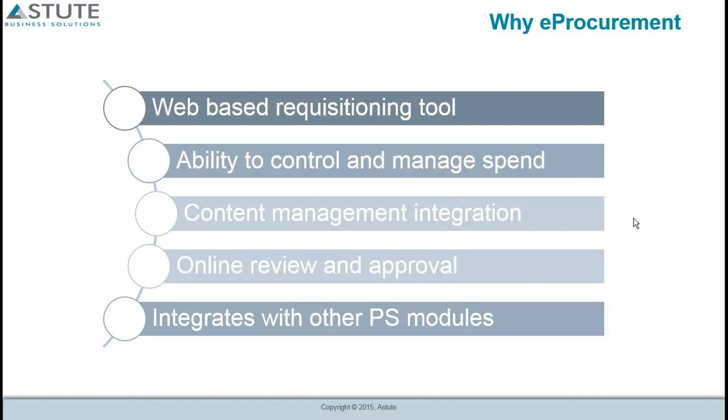eProcurement module gives its users the ability to control and manage the spend by closely monitoring supply chain process that is graphically represented with current statuses and the upcoming stages. This module also enables users to integrate with third-party suppliers for content management and other PeopleSoft modules. You also get to review online and see the whole approval cycle.